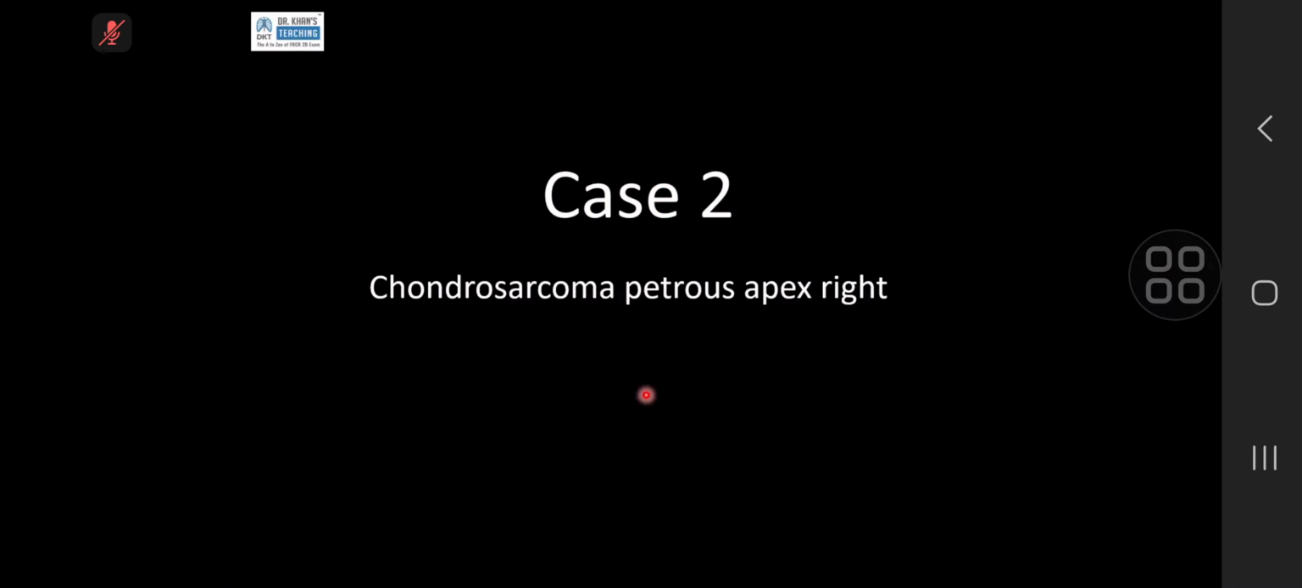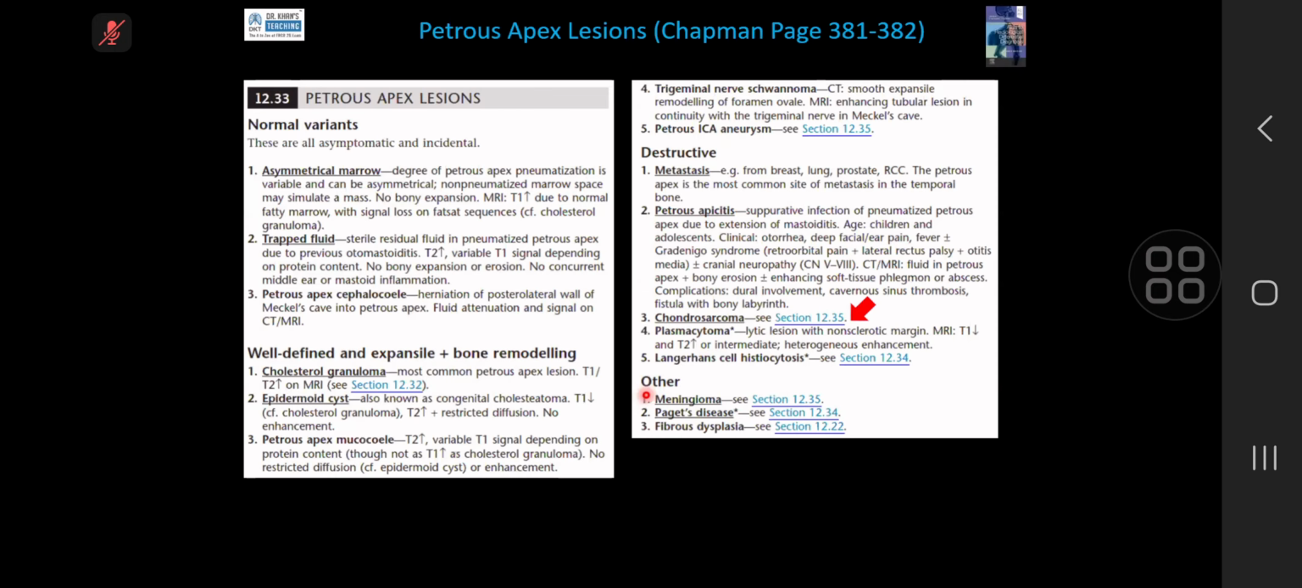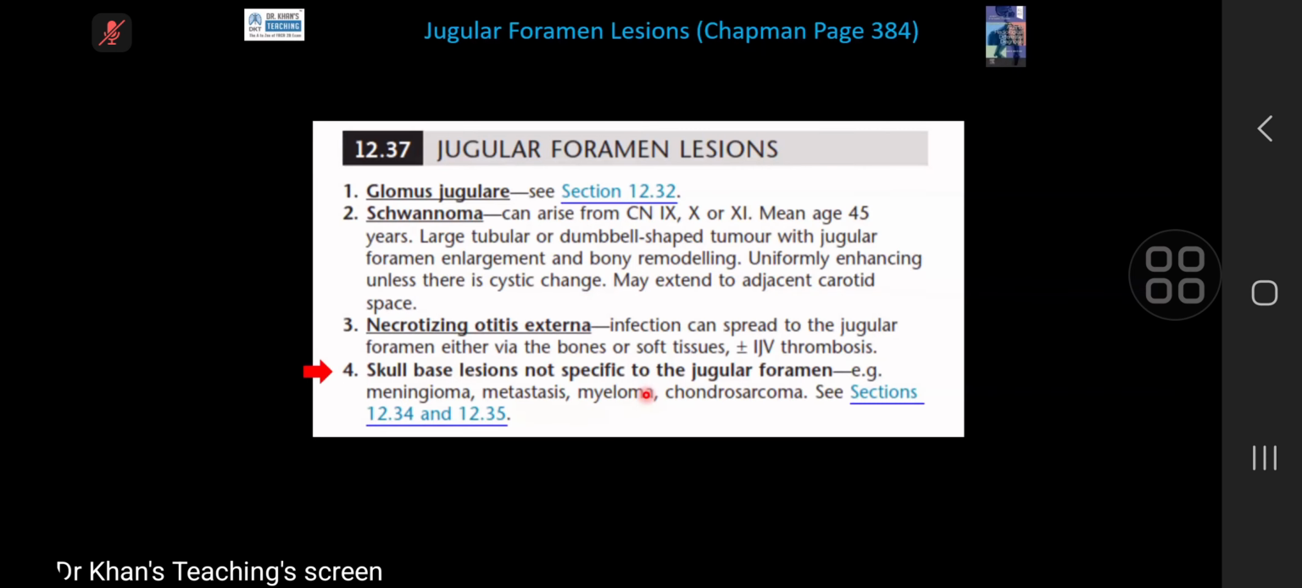So this is a chondrosarcoma of the petrous apex. Of course, one can consider other differentials also. As far as petrous apex lesions are concerned, there are quite a few, and chondrosarcoma is one of them. The jugular foramen is also sitting next to it, so it can also extend into the jugular foramen.